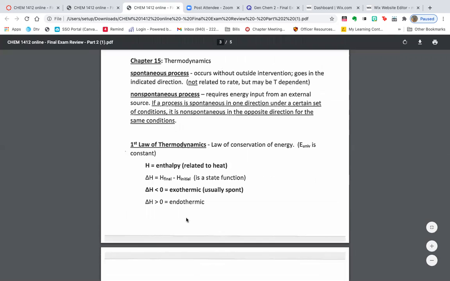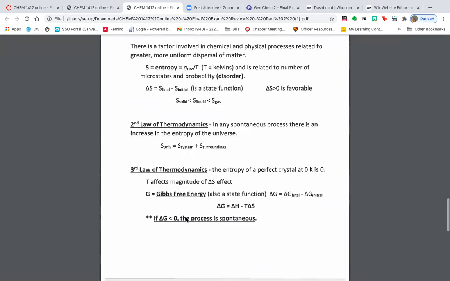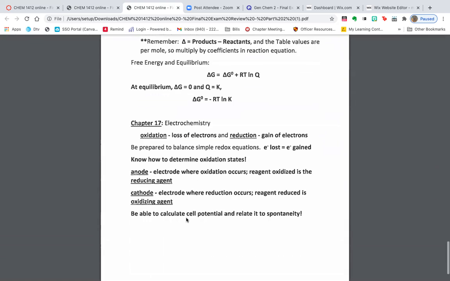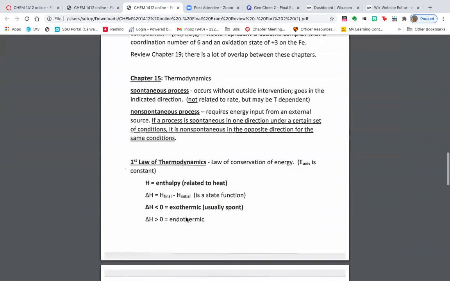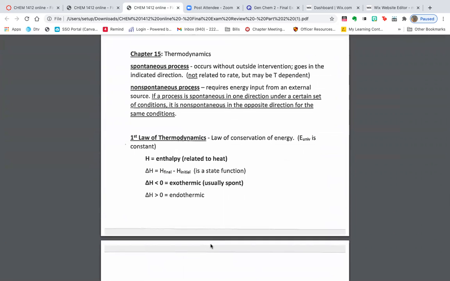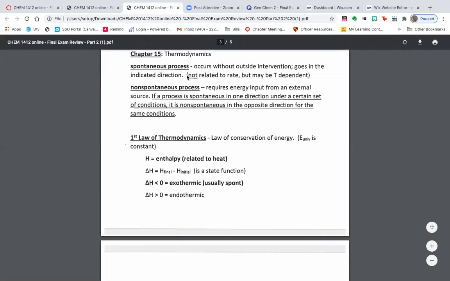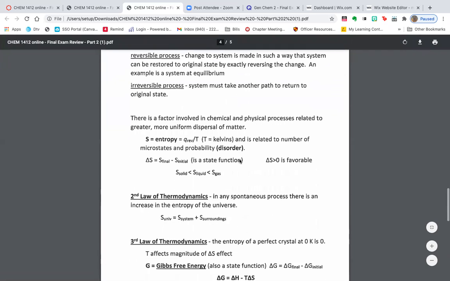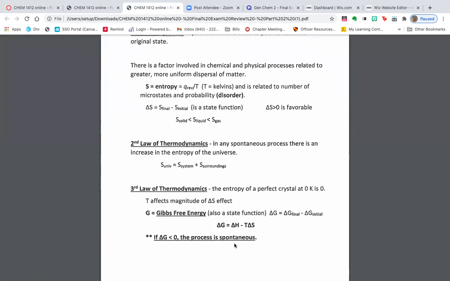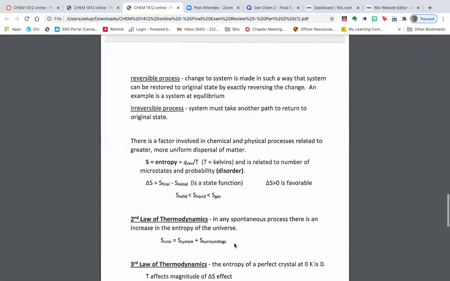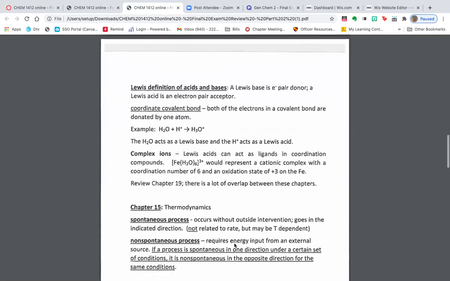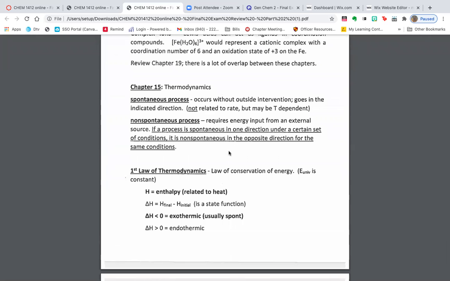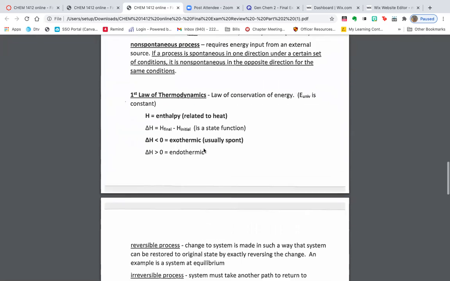Thermodynamics. Yes, this is another big part of the exam, this whole unit in general. There are 3 pages covered for it on the final review, so I can assume it's going to be a big part of your exam. So a spontaneous process occurs without any outside intervention, and a non-spontaneous process requires energy input. And if you remember, spontaneity was Gibbs free energy. So if Gibbs free energy is less than 0, it's going to be spontaneous. If it's greater than 0, it's going to be non-spontaneous.